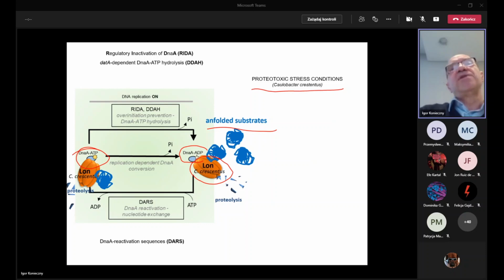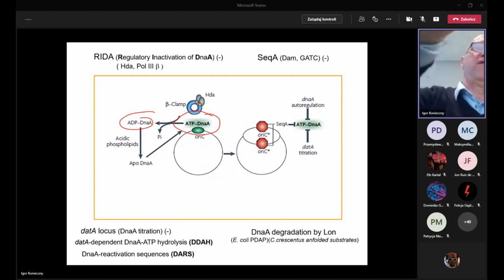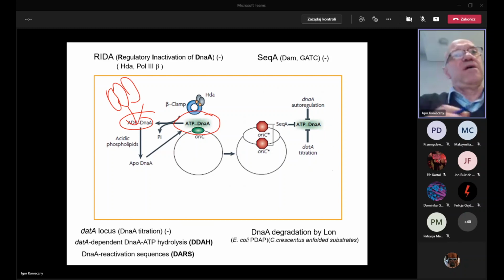So unfolded substrates are also present in bacteria cells during stress. So this is another stress alarm which actually triggers protease activity towards degradation of replication initiator. Okay, so this is just the ATP, ADP, and we can say that also protease can work in here and degrade ADP DnaA form, but ATP DnaA is also important for, as I mentioned, DnaA gene autoregulation. So it prevents transcription of DnaA protein.